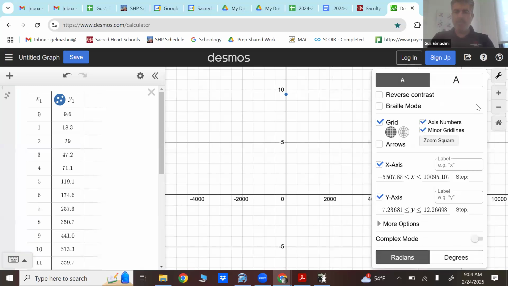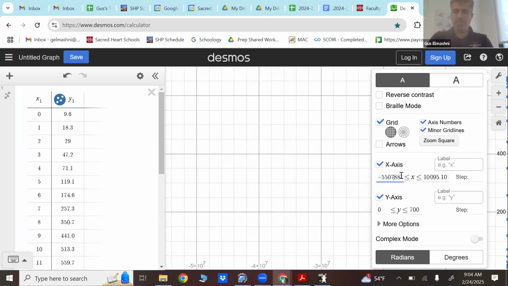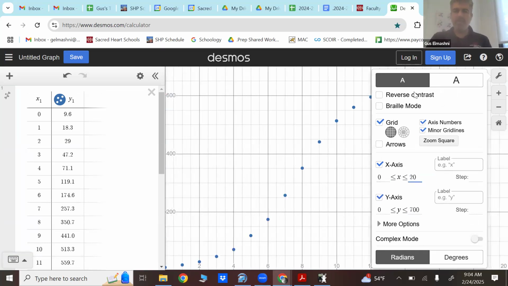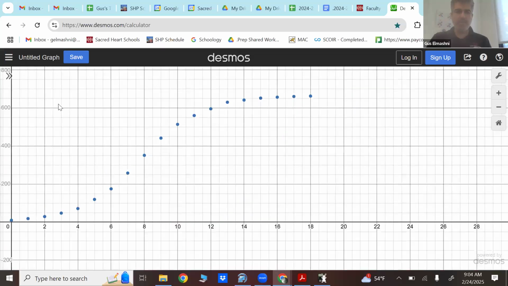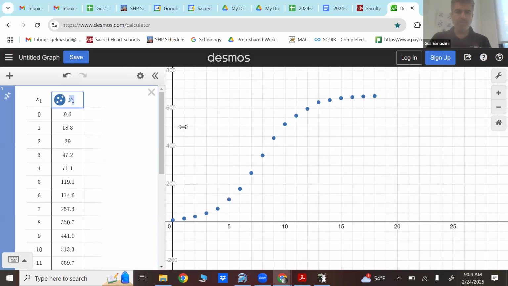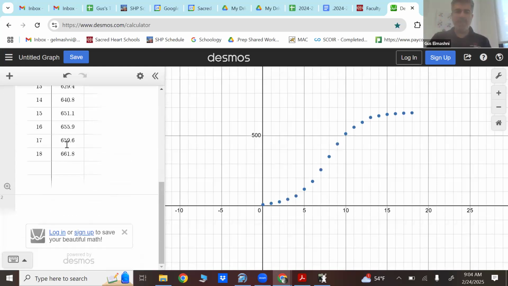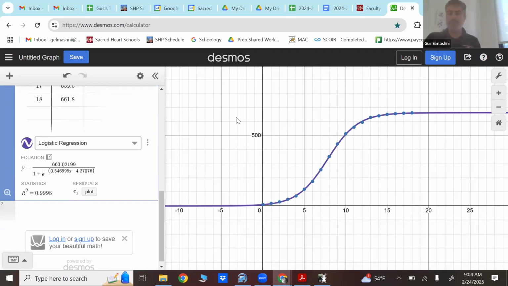So I might need to adjust my table again because it's kind of out of whack. So probably go from 0 to say 700, and from 0 to 20 for x. Okay, cool. Yeah, see, the logistic is going to look pretty good. So when I fit my data, I select this again, go down to logistic, and there we go. There's my logistic function.